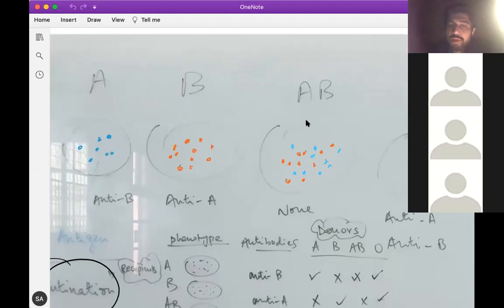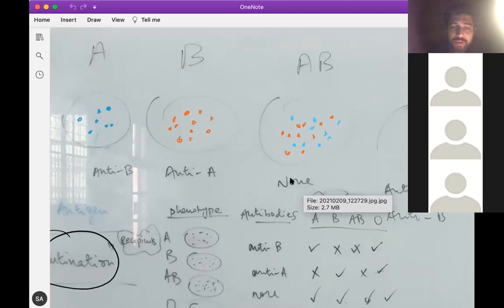The next one is blood group AB. It has both of these antigens on its surface, but it does not have any antibody. So if it does not have any antibody, it can receive blood from A and from B. It does not have any antibody which is going to attack A. So to your question: yes, B can donate to AB, because AB does not have any antibody to attack the antigen on B.